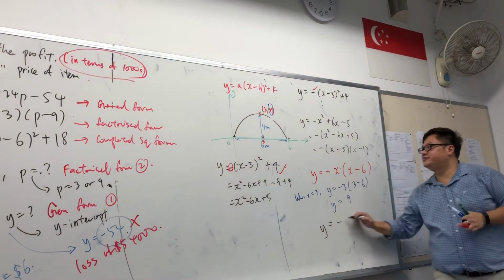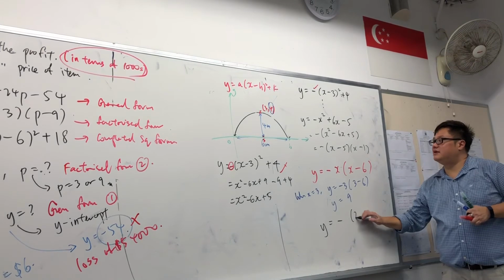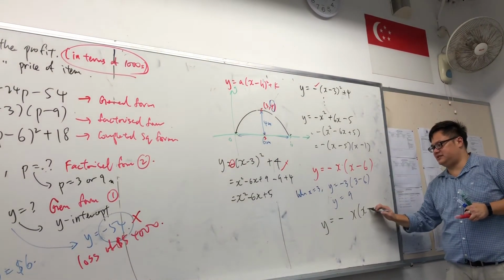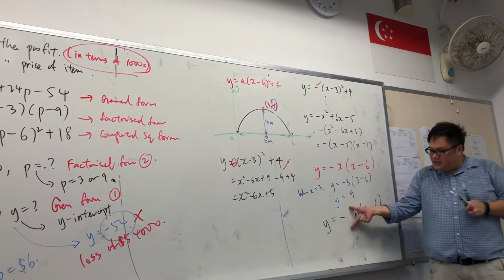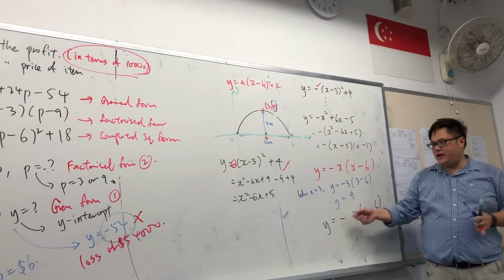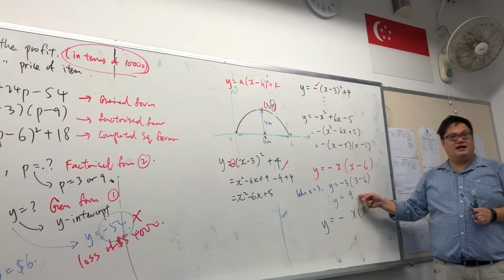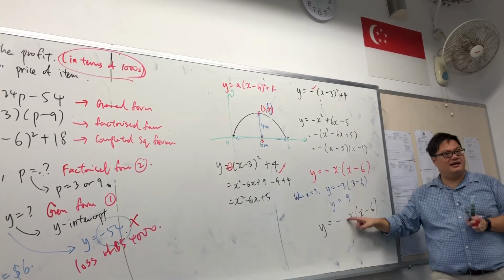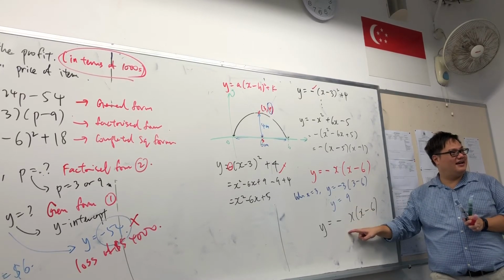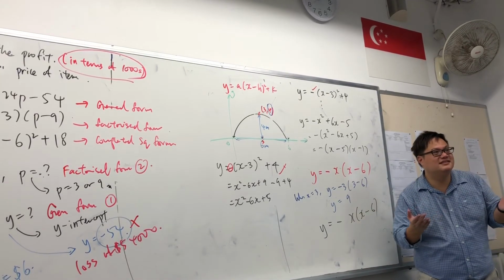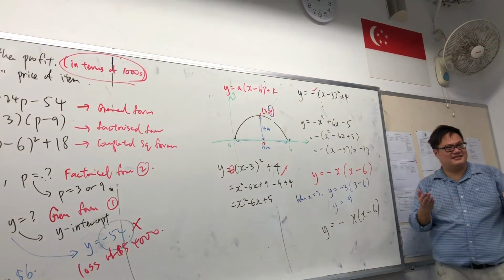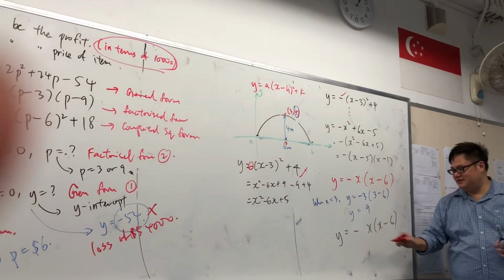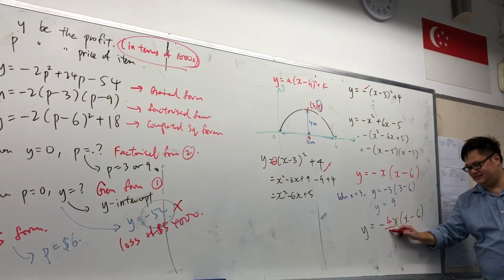What can I do to have this answer, x(x minus 6)? I can introduce one number here such that when x is 3, instead of y equals 9, I can have a 4. What number can I put here? Anybody? In the interest of time, 4/9.